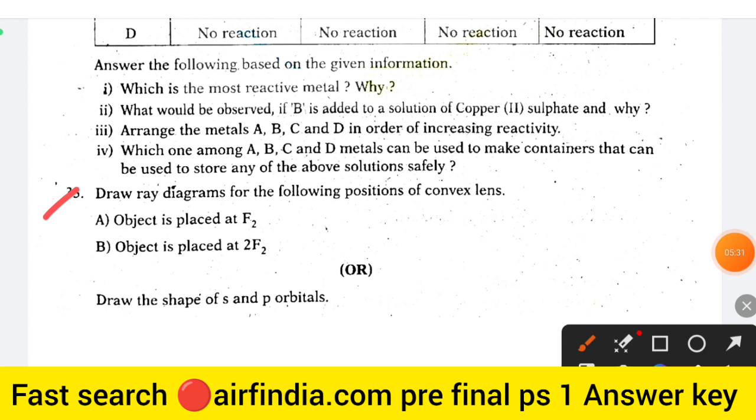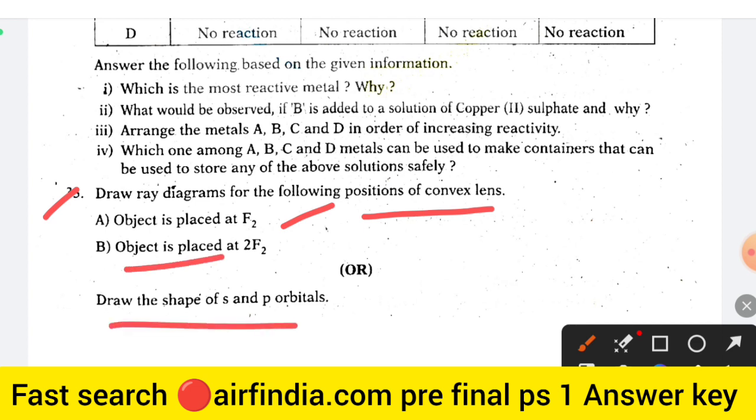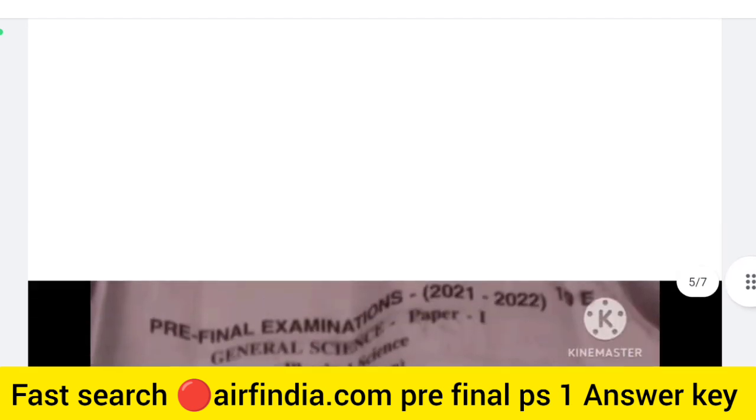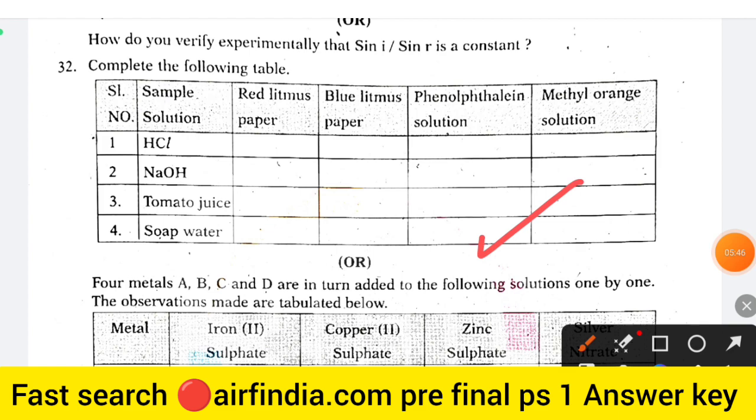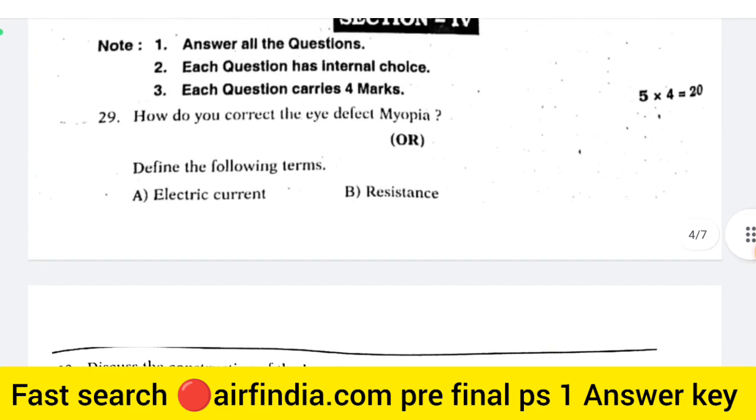Draw ray diagrams for the following positions of a convex lens: object is placed at F2, object is placed at 2F2. Draw the shape of s and p orbitals. So this is your whole question paper of class 10th pre-final English, pre-final PS Physical Science PS1 question paper.